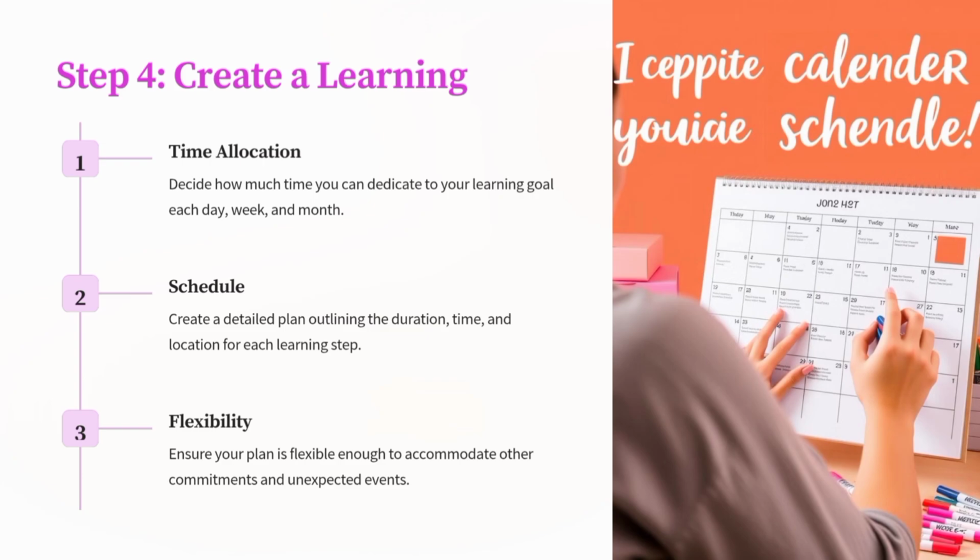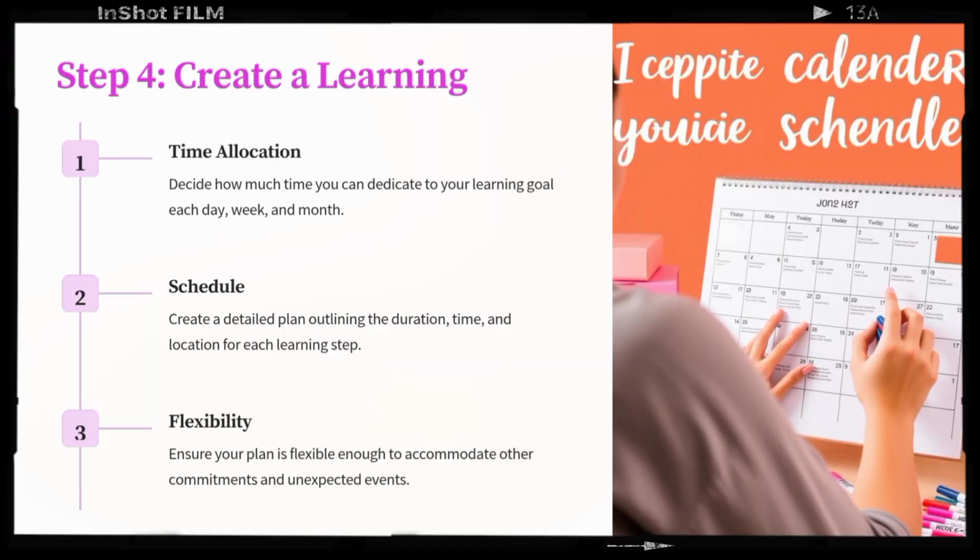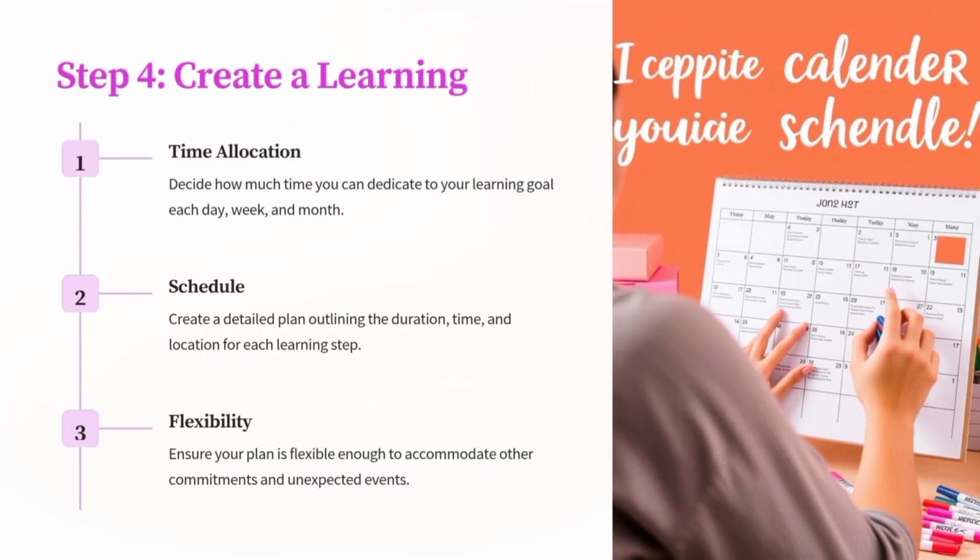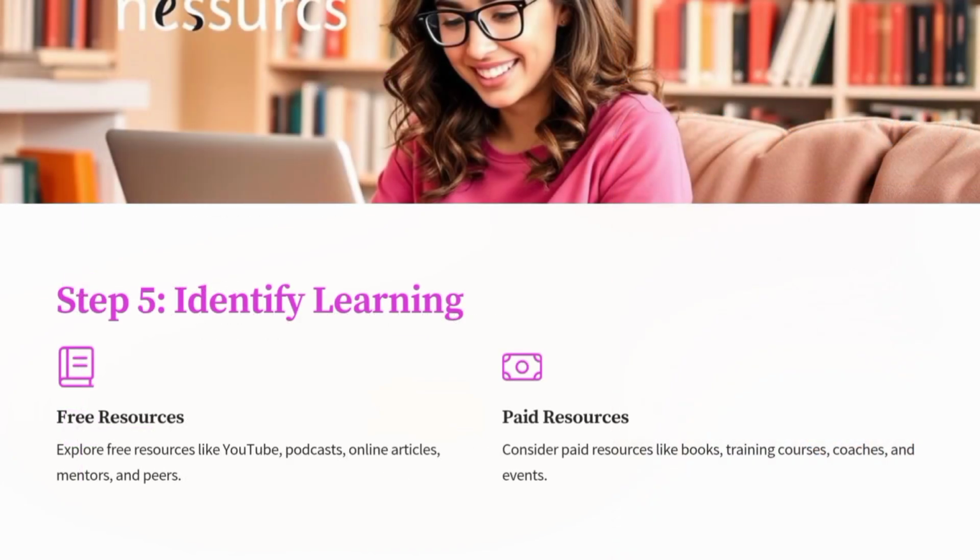Step 4. Create a learning plan. Time allocation. Decide how much time you can dedicate to your learning goal each day, week, and month. Schedule. Create a detailed plan outlining the duration, time, and location for each learning step. Flexibility. Ensure your plan is flexible enough to accommodate other commitments and unexpected events.